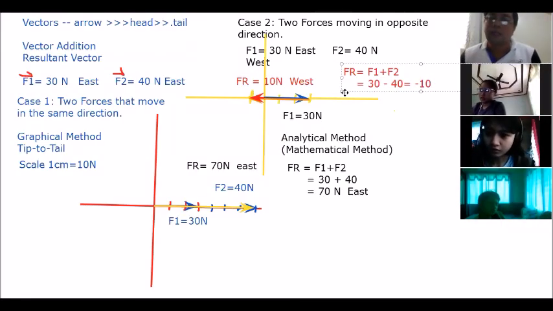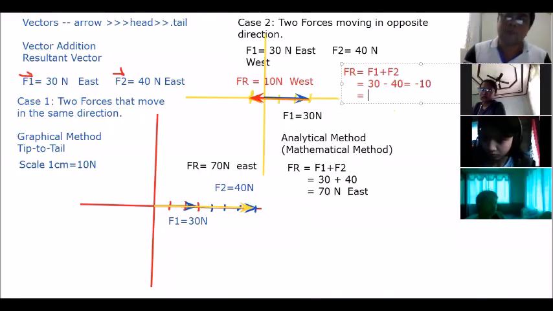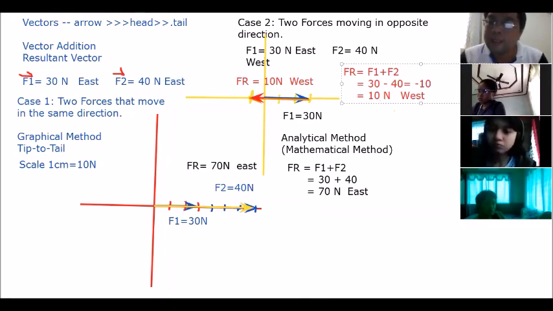Another meaning of negative 10: if you remove the negative sign, it equals 10 newtons and the direction is to the left, west. So you can just remove the negative and indicate it with west. Now, if you're on the vertical line, north is positive, south is negative. Do you follow that?